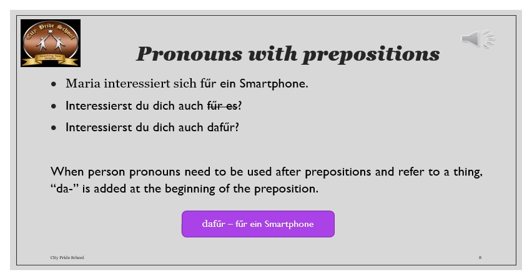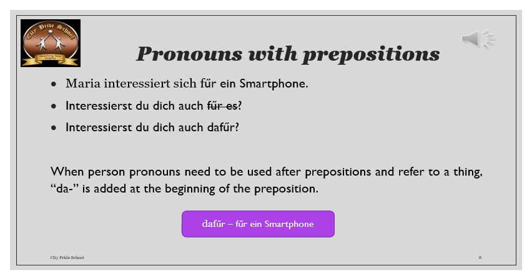Till now, we have seen how to form question in case of verbs with fixed prepositions. Now we will see how to form answer or how to use pronouns in case of verbs with fixed preposition. Whatever questions we have seen are applicable only in case of verbs with fixed preposition. And whatever we are going to learn now is also applicable only in case of verbs with fixed preposition. So let's understand pronouns with prepositions. Maria interessiert sich für ein Smartphone. Maria is interested in a smartphone.